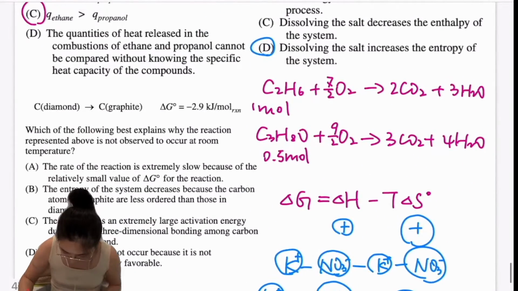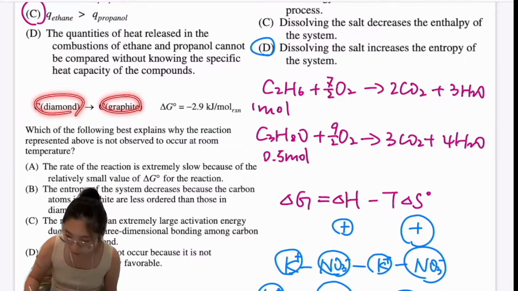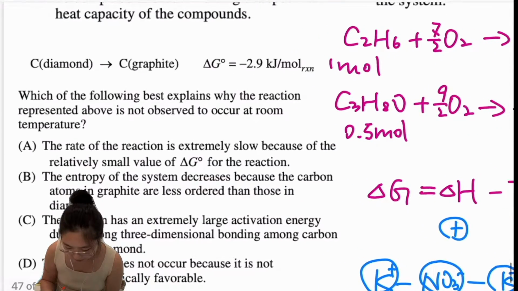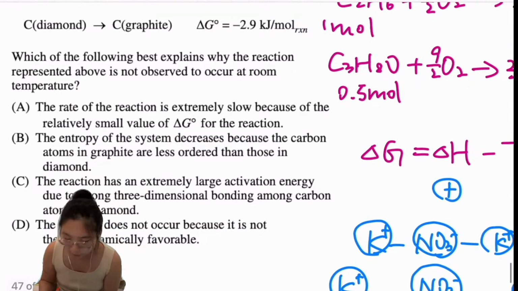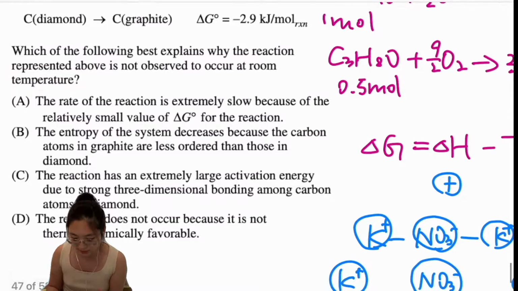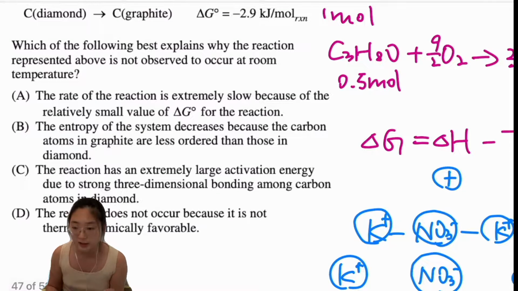And next, okay, diamond converting to graphite. Both are pure carbon, and delta G is a negative value, which means this is a spontaneous process. Which of the following best explains why the reaction represented above is not observed to occur at room temperature? This is actually a really good question that tests your knowledge on Gibbs free energy and reaction rate. So Gibbs free energy is negative. It means that this is a spontaneous reaction. It should just occur naturally, but you will never see a diamond decomposing into graphite.